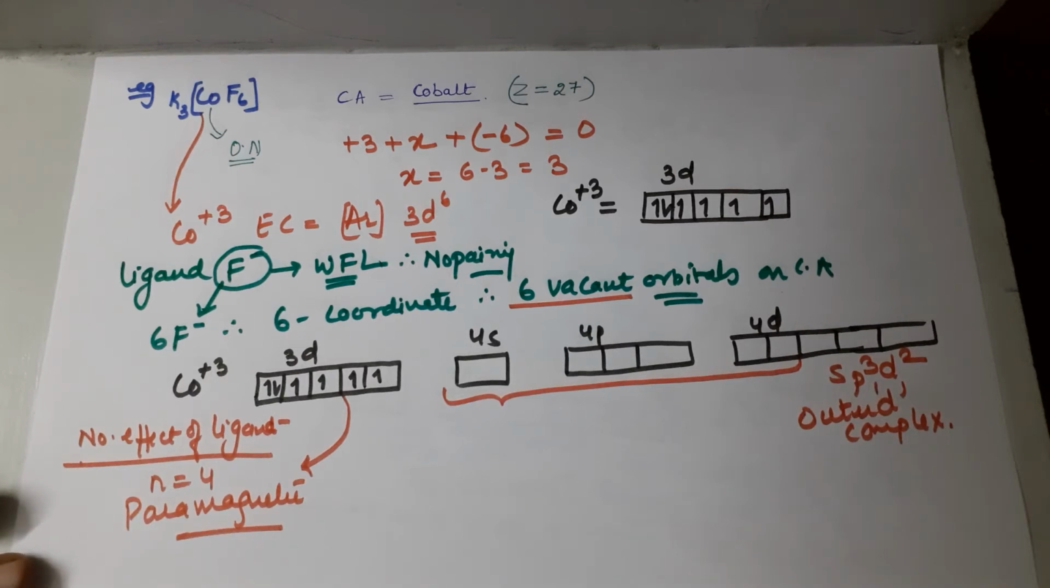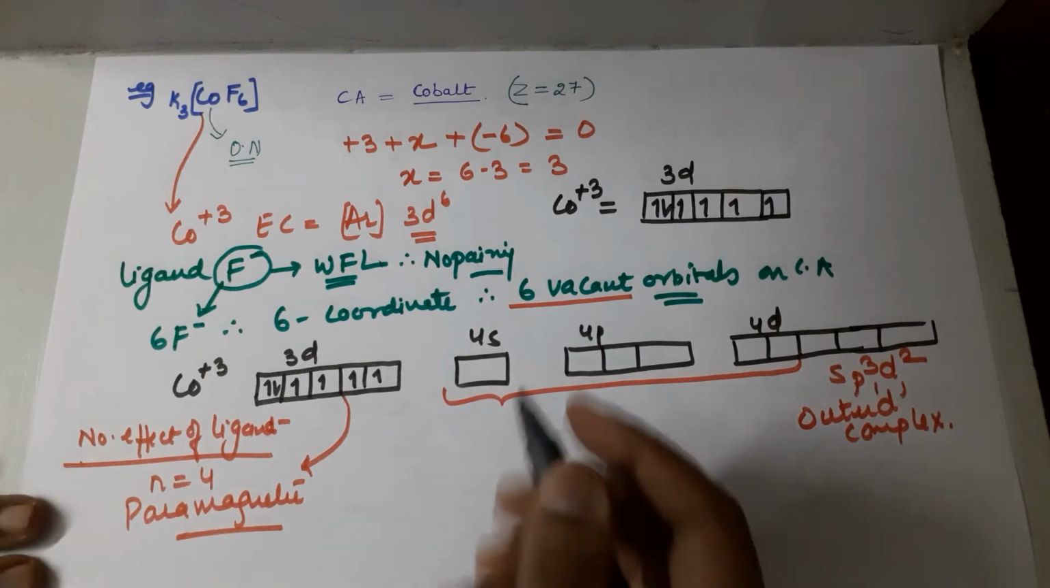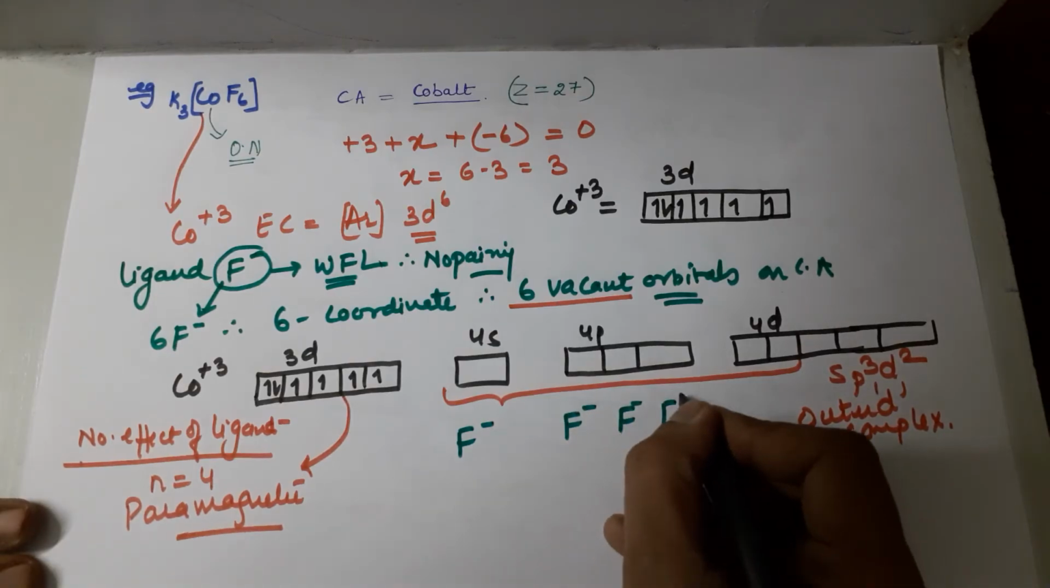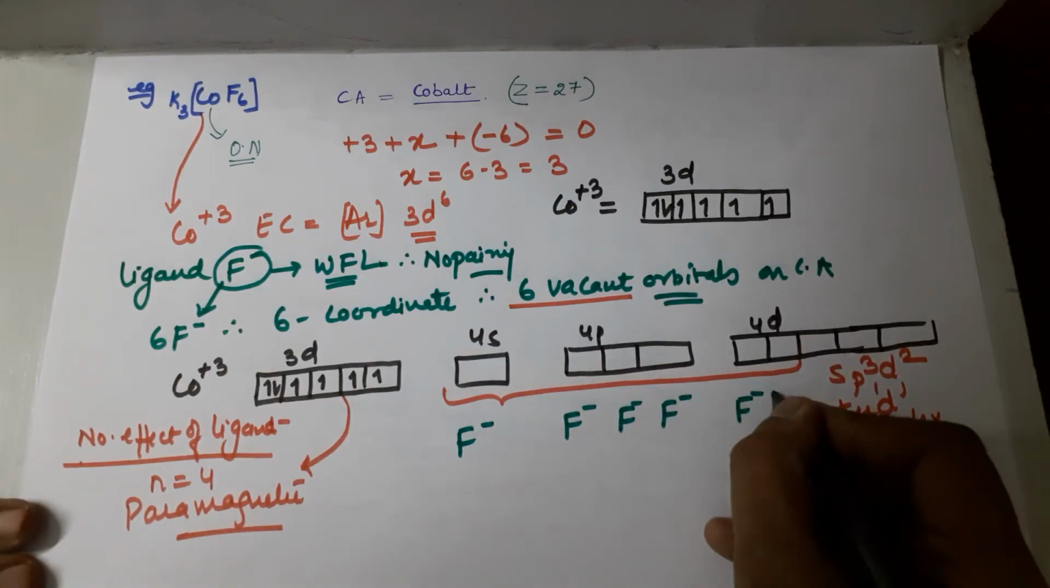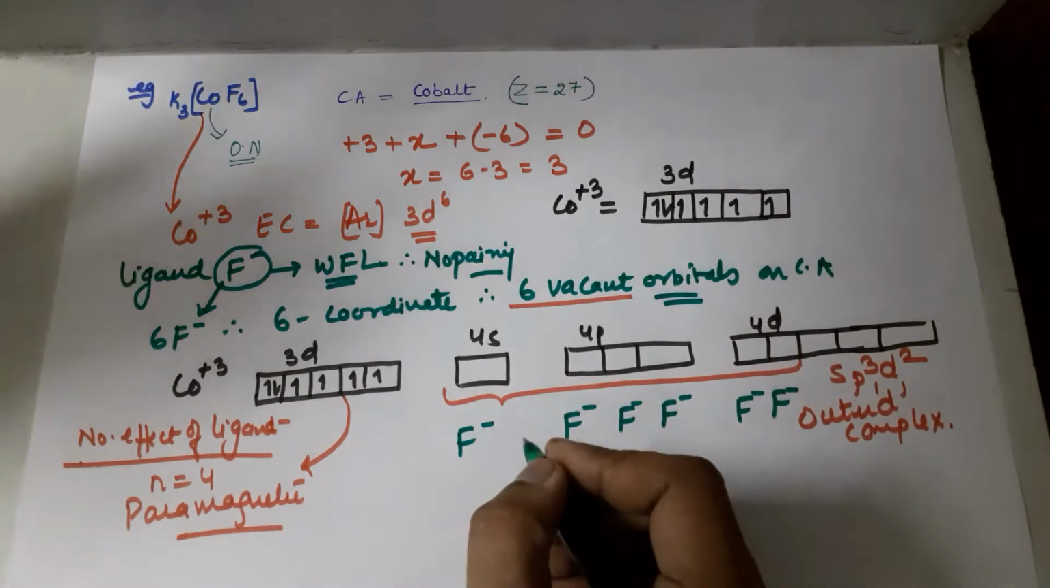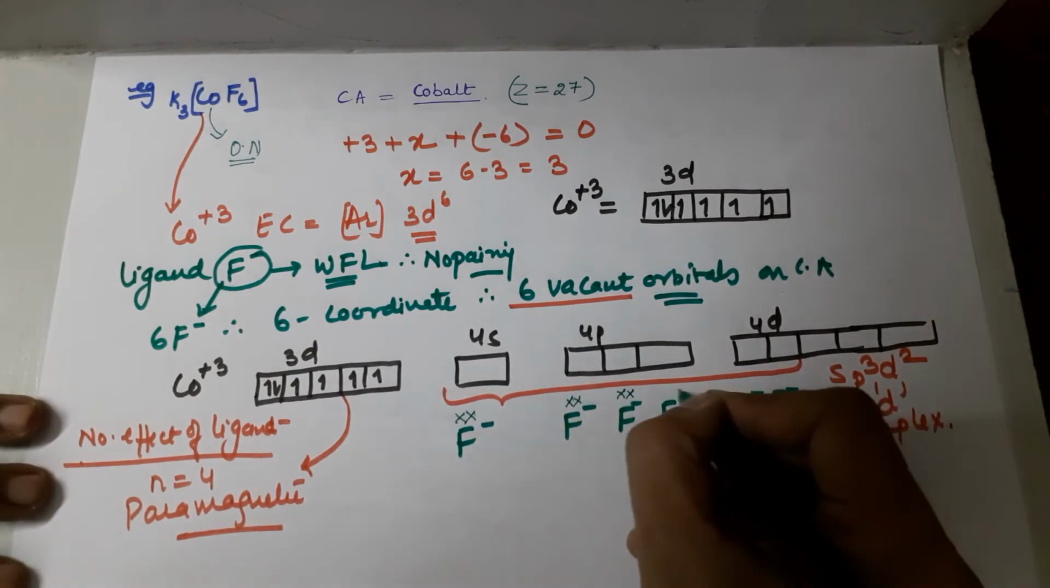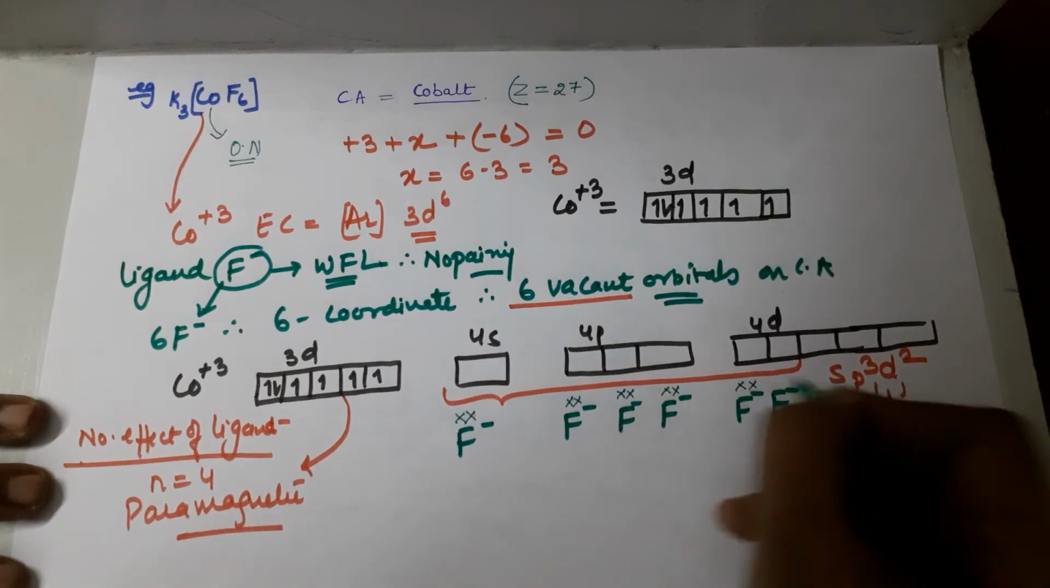Now, let's show the bonding. For the bonding, you require your ligands to be written down. What are your ligands? F minus. How many? 6 of them. Each F minus is a ligand. It is an electron donor. I am showing the lone pair with the help of these 2 electrons as 2 crosses.